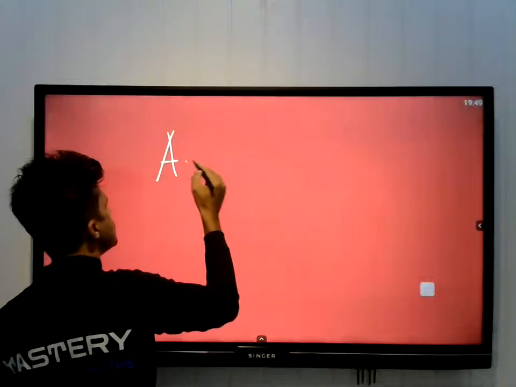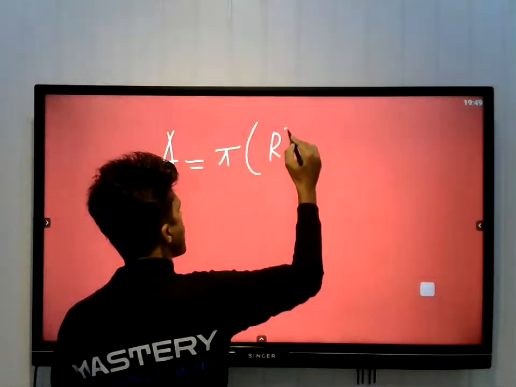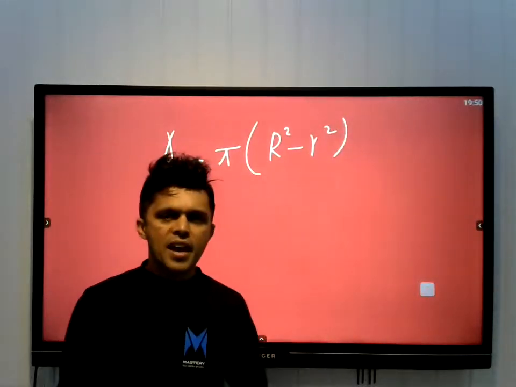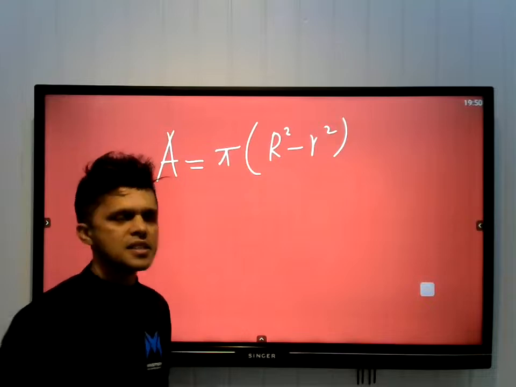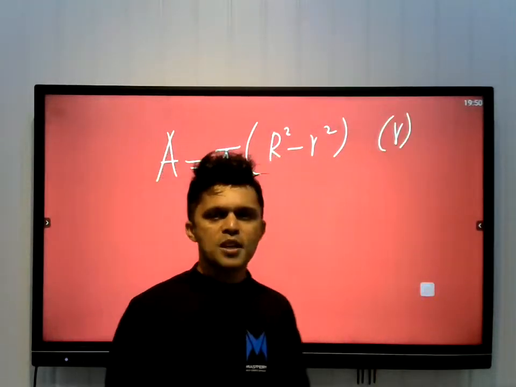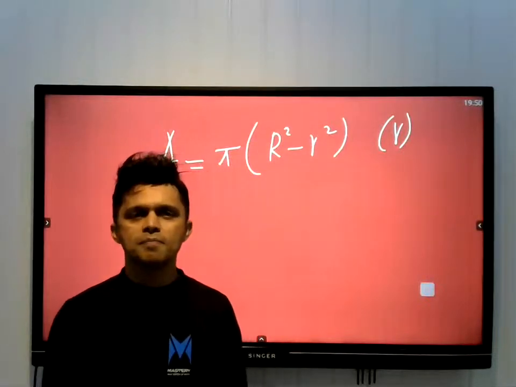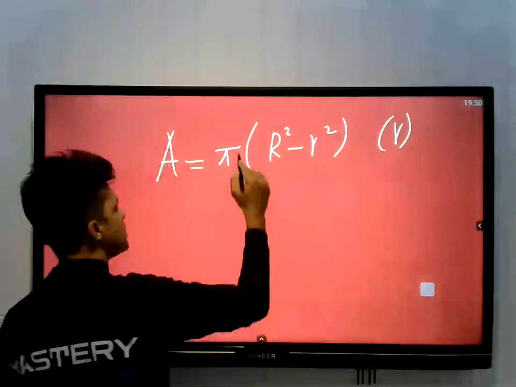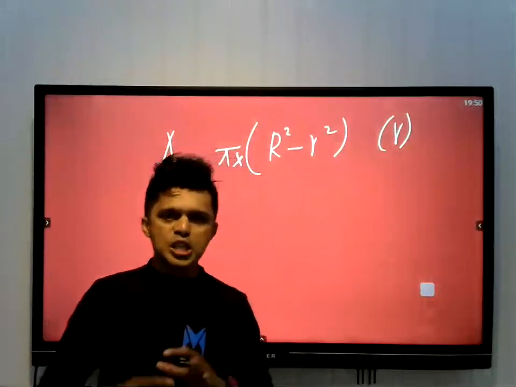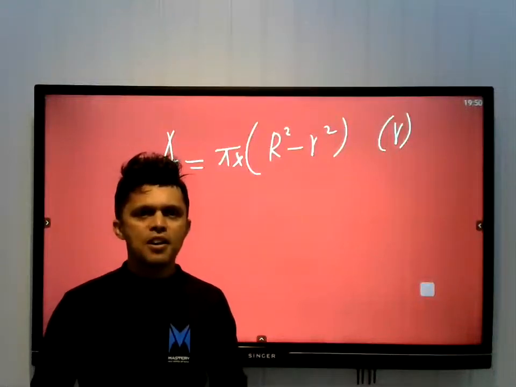Capital A equals to 5 into capital R squared minus simple R squared. We could write the term simple R as the subject of this formula. How do you write the term simple R as the subject of this formula? Here there is multiplication. If it's having multiplication, what you need to do is divide. And how to divide? Divide both sides by 5.